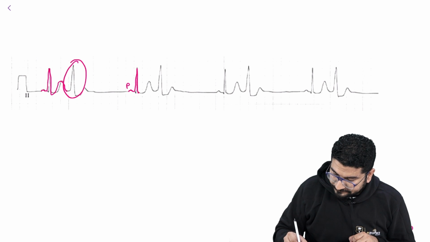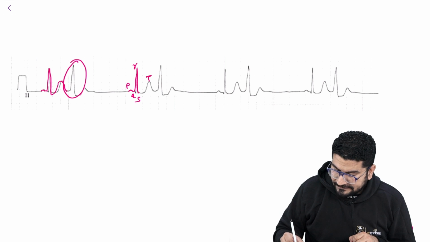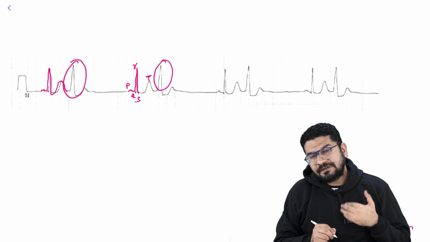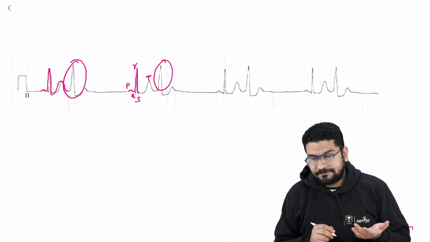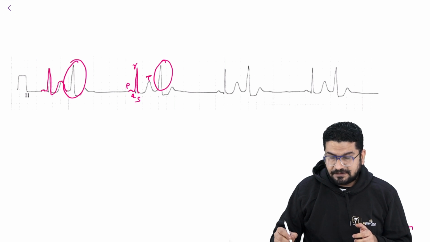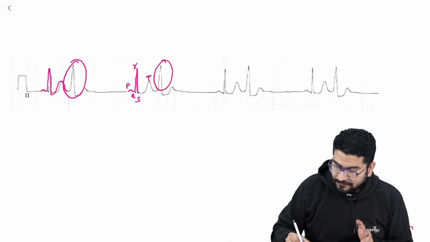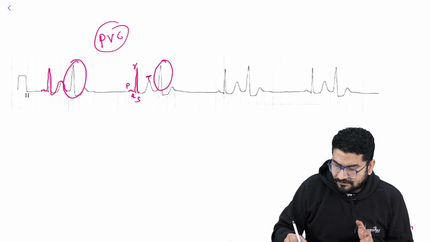QRS, T. After this there should be P, but there is again a QRS. So you can see every second beat has a QRS. This is like the ventricles are contracting before the atria. What do we call this? We call this premature ventricular contraction, or PVC.